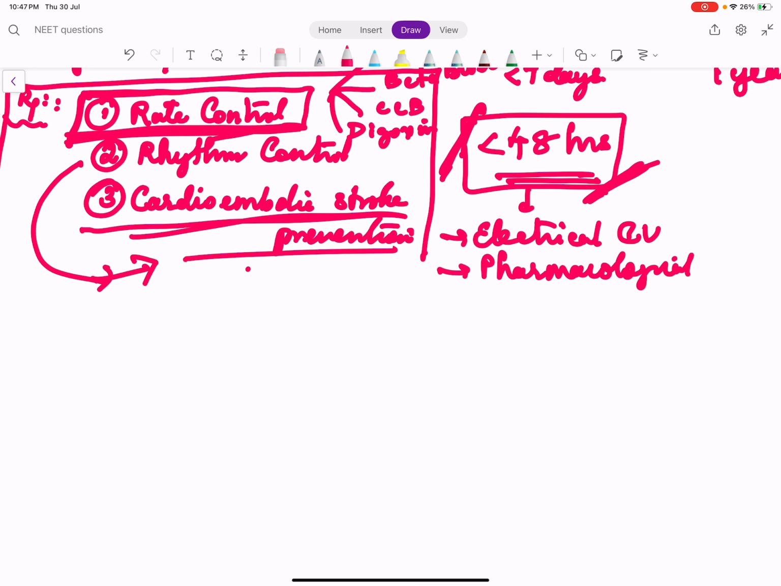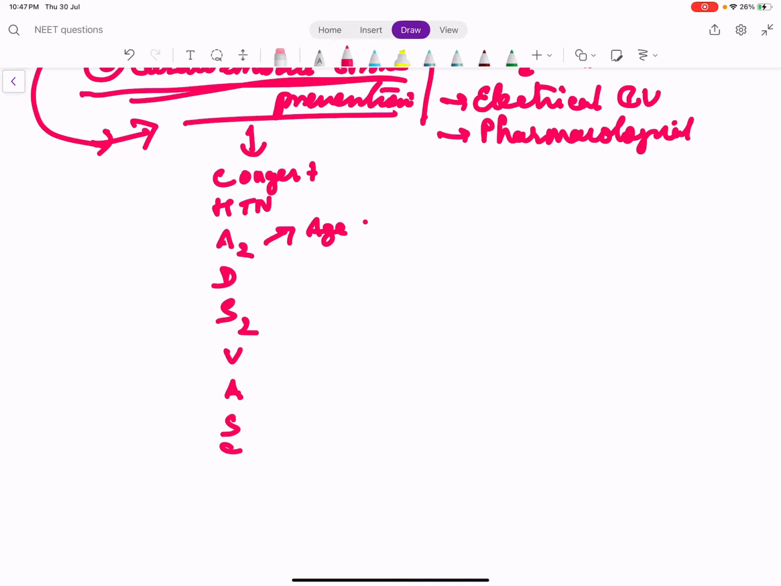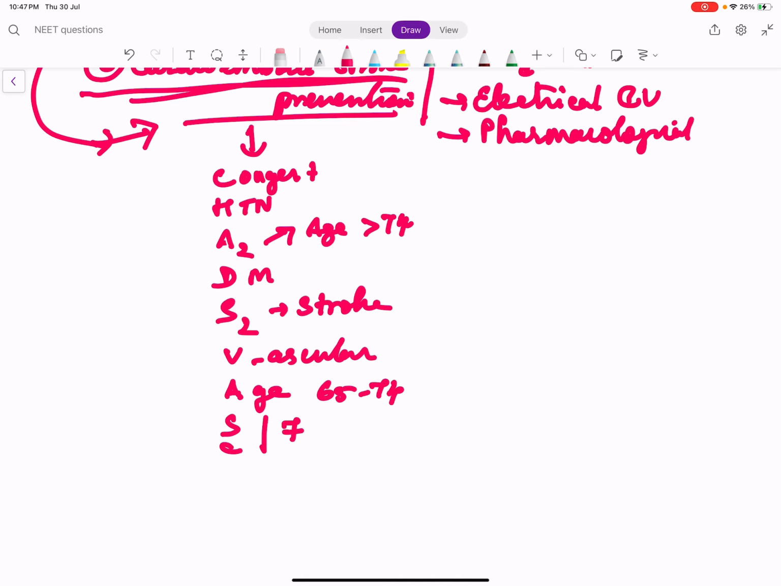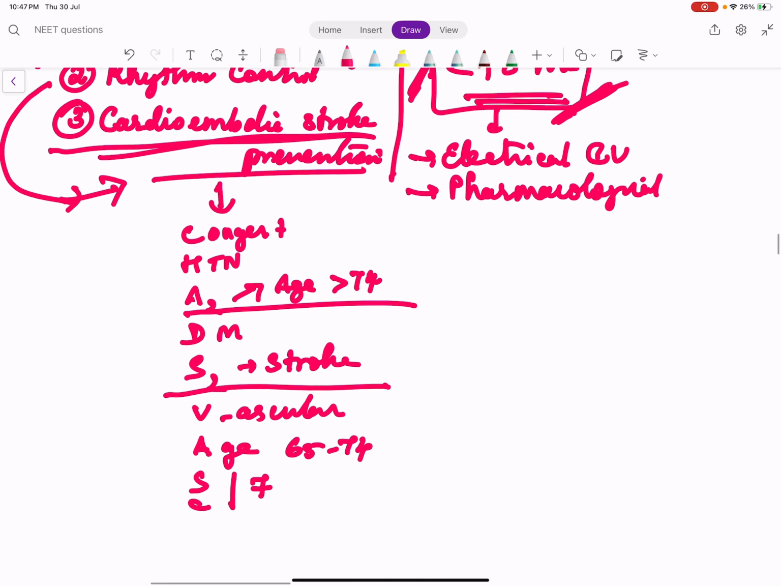And cardioembolic stroke prevention. So who do you give cardioembolic stroke prevention to? We have a risk scoring, the CHA2DS2-VASc score. So C is congestive heart failure. H is hypertension. A is age more than 74. D is diabetes mellitus. S is stroke. V is any vascular disorder or vasculitis. The next A is age between 65 to 74. SC stands for female sex category. So everyone is given 1 point except age more than 74 and stroke, which get 2. So based on the clinical scenario given, you can calculate the CHA2DS2-VASc score.